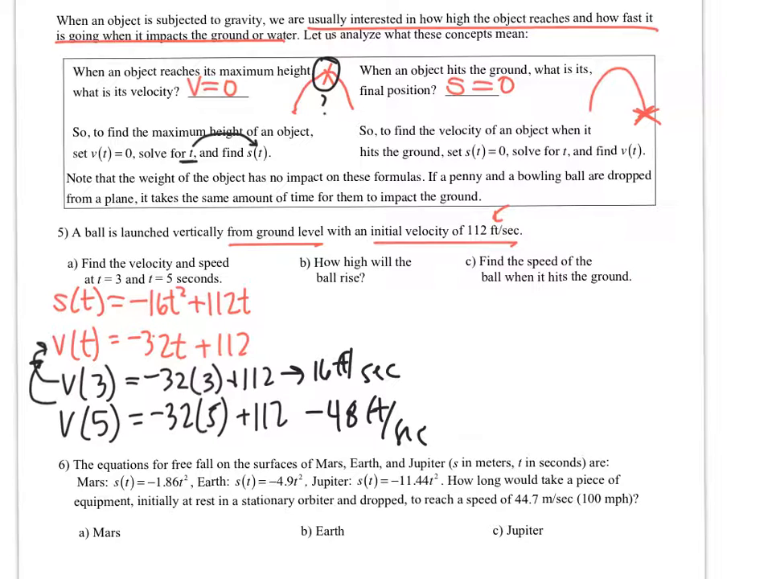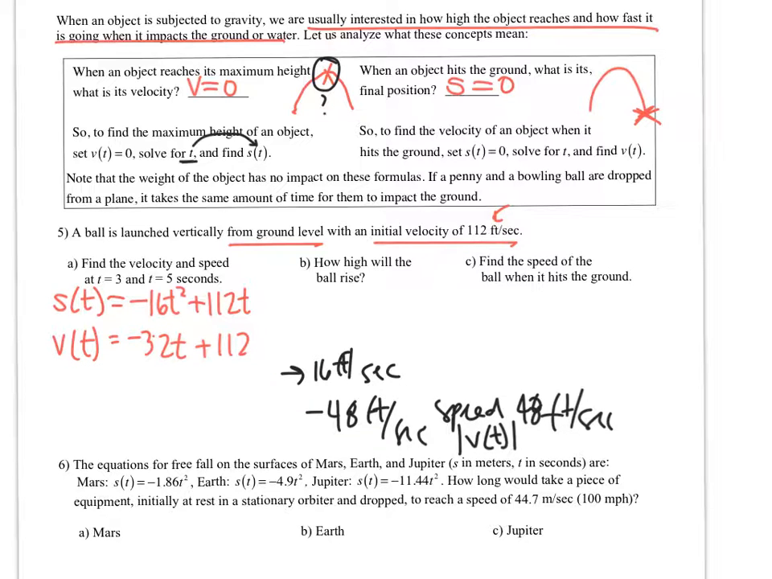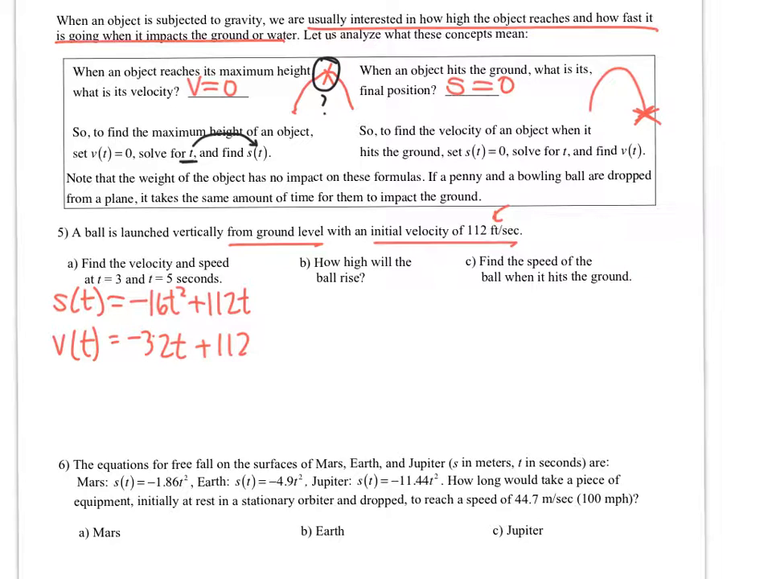And therefore, the speed is the same, but for this one the speed is 48 feet per second, because remember that speed is the absolute value of velocity. Now, how high will the ball rise? In order to find how high the ball will rise, we want to find the time where the ball is at a maximum. So what time is this happening?